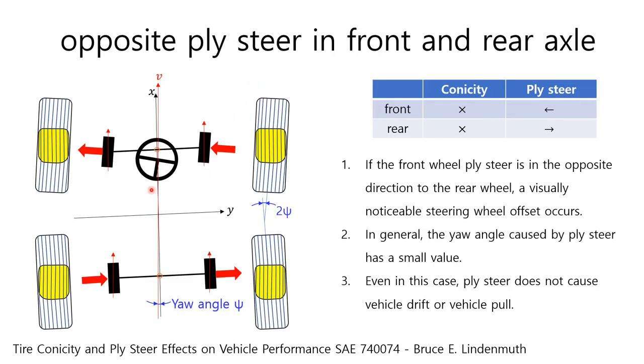This time, let's look at the case where the front and the rear wheels have ply steer in the opposite direction. In this case, the angle formed by the longitudinal axis of the front and the rear tires is twice the yaw angle. So, the magnitude of steering wheel offset angle is also doubled. If the front wheel ply steer is in the opposite direction to the rear wheel, a visually noticeable steering wheel offset occurs. In general, yaw angle caused by ply steer has a small value. Even in this case, ply steer does not cause vehicle drift or vehicle pull.